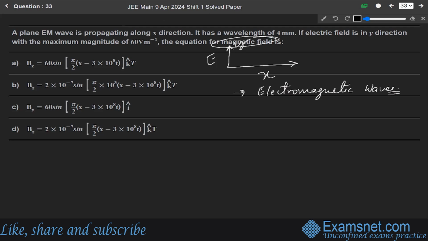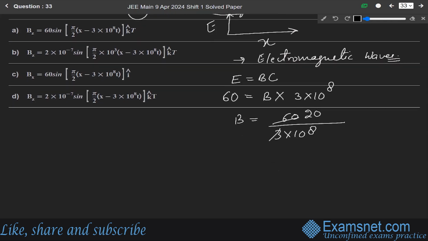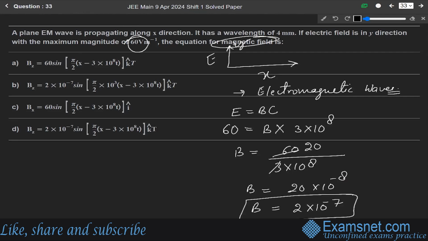We know that the relation between electric field and magnetic field is E equals B C. The magnitude of E is given as 60, equal to B into C. C is 3 into 10 to the power 8 meter per second. So from here, B is equal to 60 over 3 into 10 to the power 8. So B is equal to 20 into 10 to the power minus 8, meaning B is equal to 2 into 10 to the power minus 7. And we have to find the equation for the magnetic field.